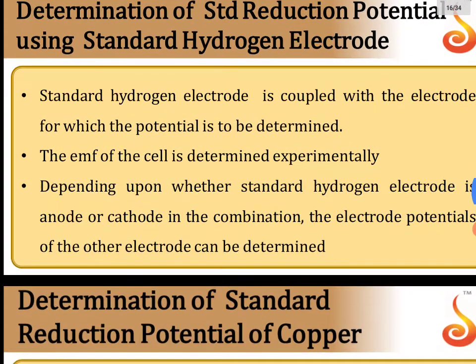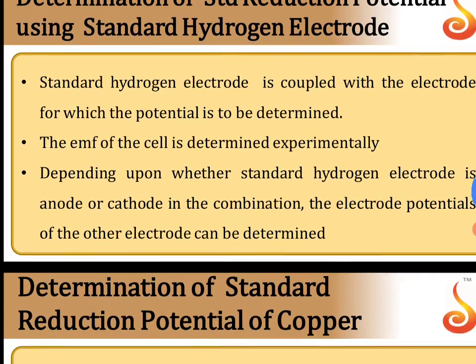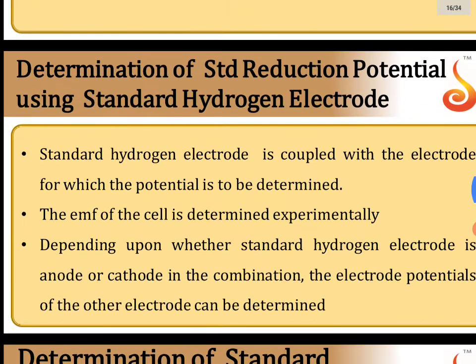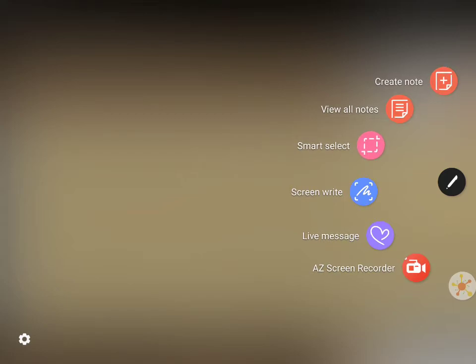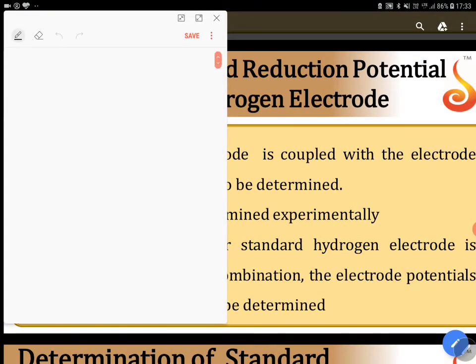Now coming to this particular slide, slide number 16. If you have an unknown electrode whose potential has to be measured, how do you do it? This is really an experimental setup. You need to do some experiment, and after that experiment you have some values. With the values you will be able to connect the electrodes, and you will be able to determine the electrode potential of a metal using standard hydrogen electrode.